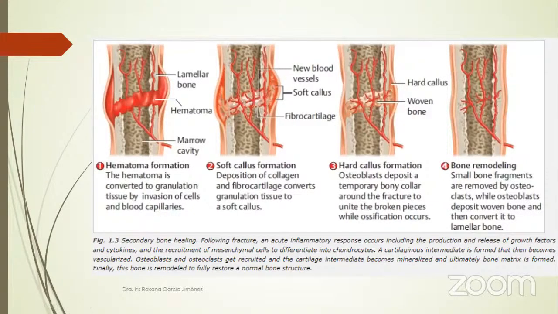In this chart, you have lots of vocabulary that is going to be useful for everybody. 2. Soft callus formation: deposition of collagen and fibrocartilage covers granulation tissue to form a soft callus. 3. Hard callus formation: osteoblasts deposit a temporary bony collar around the fracture to anchor the broken pieces while ossification occurs. 4. Bone remodeling: small bone fragments are removed by osteoclasts, while osteoblasts deposit woven bone and then convert it to lamellar bone.